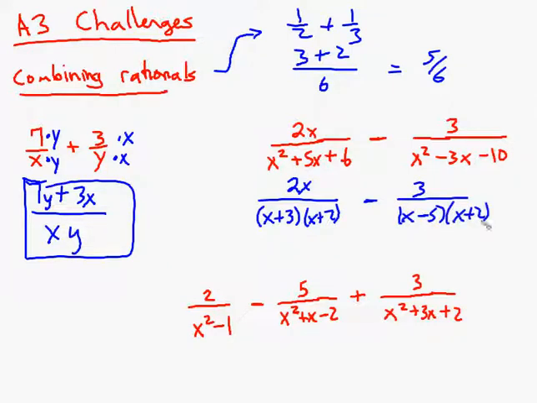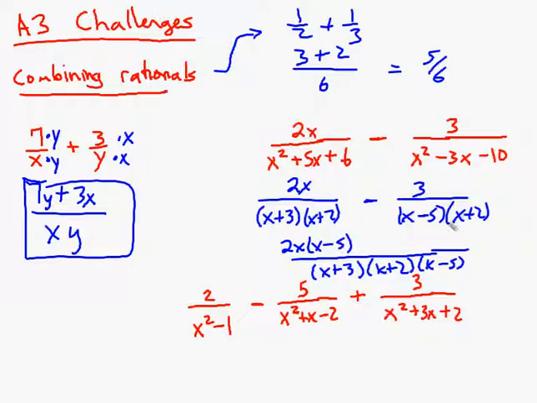And now I see, well, what's my common denominator? Well, it looks like it's x plus 3, x plus 2, and x minus 5. So now this denominator is missing the x minus 5, so I have to do 2x times x minus 5. And this denominator, watch that negative, is missing the x plus 3. Now at this point I'm not done. I need to go ahead and multiply that out.